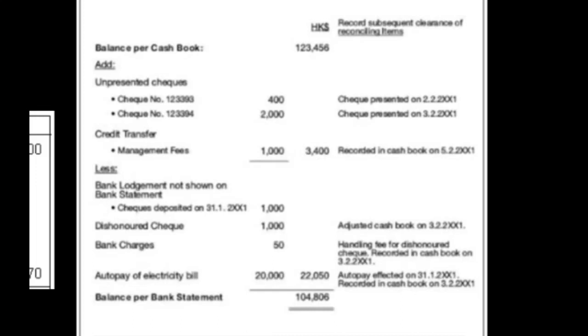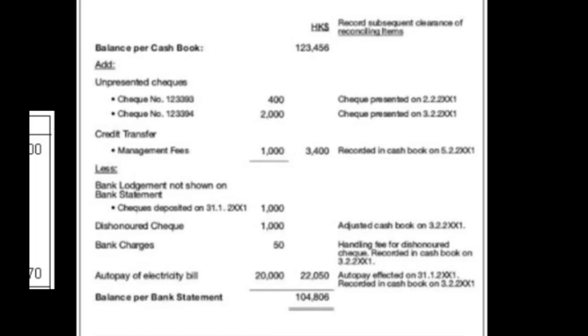Then we shall deduct some of the adjustments, and what are those? The bank lodgement not shown on the bank statement. Check deposited, 1000. Now you have deposited one of the checks. It might be in the clearance process or it might be stuck because of any other reason, and the bank has not credited it into your bank account. So what will you do? You will deduct it till the bank adds it into your balance. So you shall deduct this 1000 from your books.